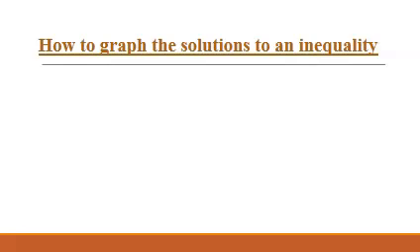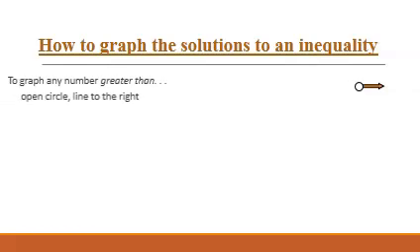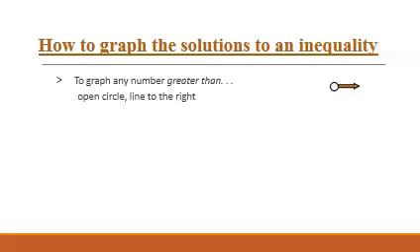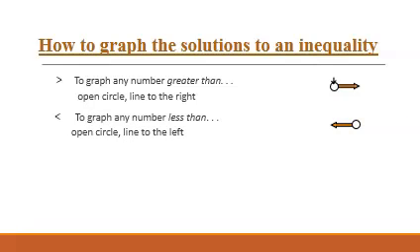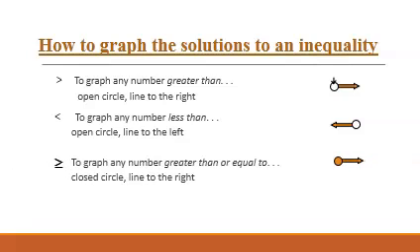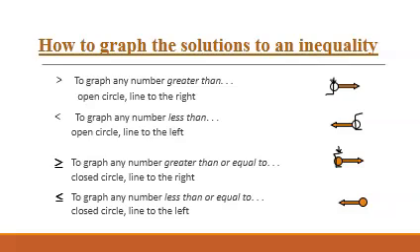Now we are going to learn how to graph the solutions to an inequality. To graph any number greater than, you should put an open circle because this value is not included in my domain. If I have also less than, also it will be open. But if it's or equal, then this should be closed. Okay, the number should be closed. In this case, the number is excluded. In this case here, the number is included in our domain. Also less than or equal, it should be closed because I need this number.